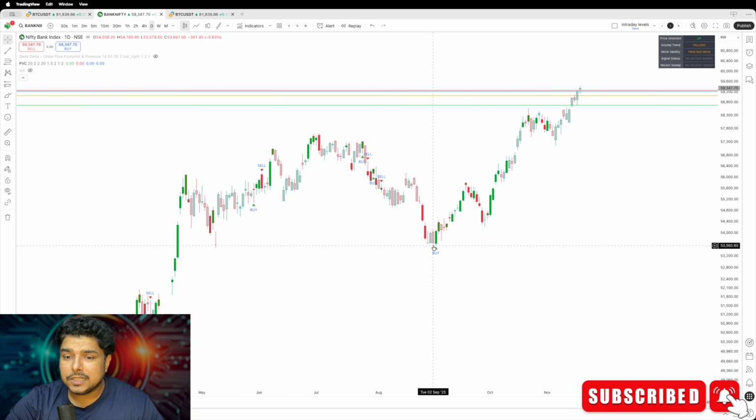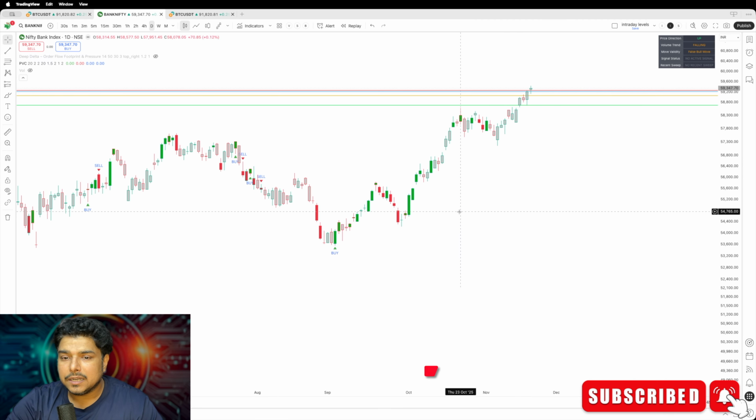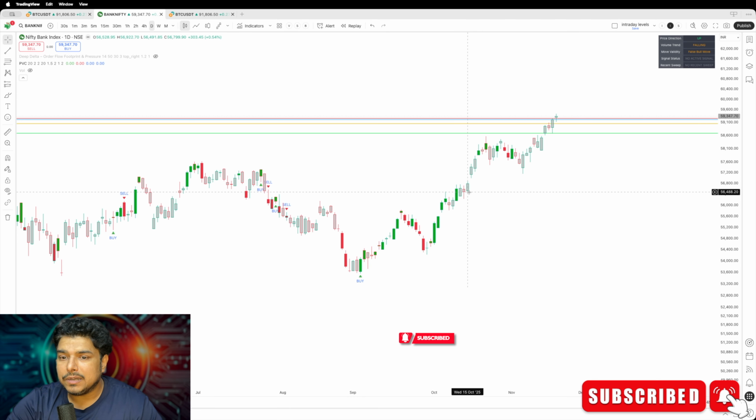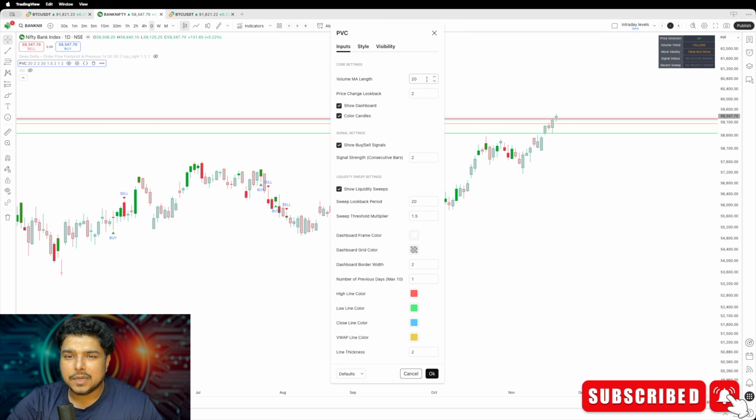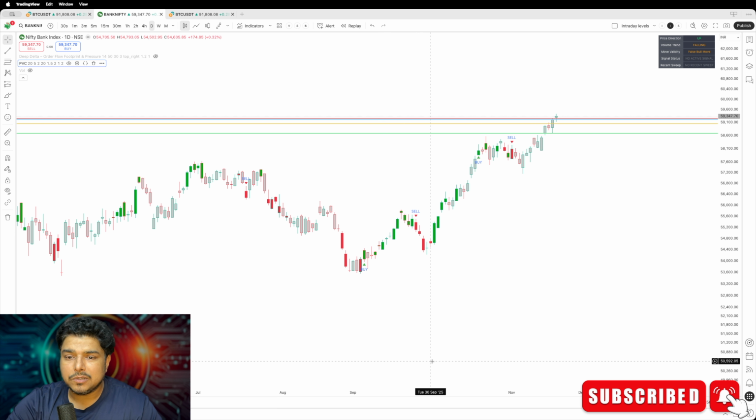When there is an actual move in the candle, you can see it with a dark green or red color. Otherwise, when in the trend volume is not supporting, it will remain gray. So these are the settings. Volume MA by default I'm using 20. Price change lookback is 2, the last two candles; you can put it to 5 as well. That is totally up to you. You can modify these settings, and when you change them, you will see how price behavior has changed. So that's how it works.